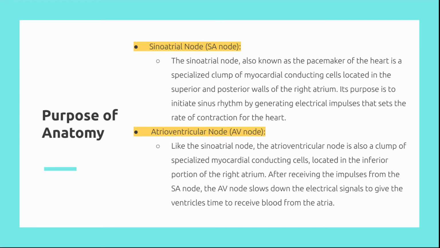The atrioventricular node is also a clump of specialized myocardial conducting cells located in the inferior portion of the right atrium. After receiving the impulses from the SA node, the AV node slows down the electrical signals to give the ventricles time to receive blood from the atria.